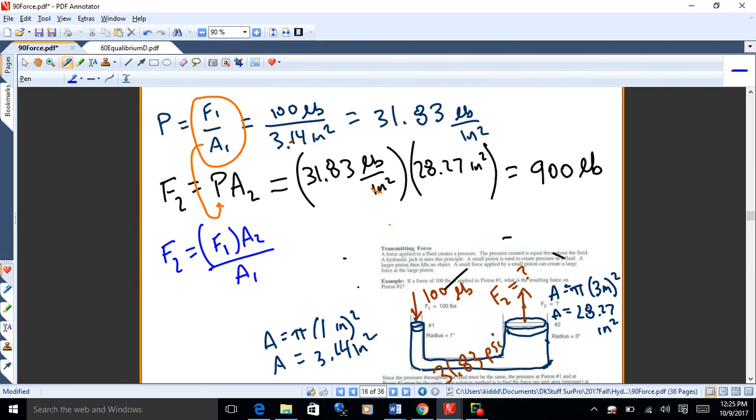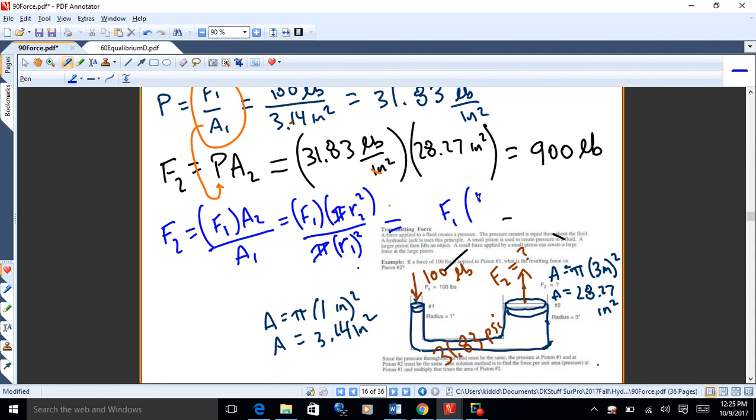Now, if we got round pistons like we do here, we could take F1 times pi times R2 squared divided by pi times R1 squared. Okay. And what's going to happen then is the pi's are going to cancel out. And what you're going to get there is if you take the force in times the ratio of the two radii squared, you'll get the force out. Okay.